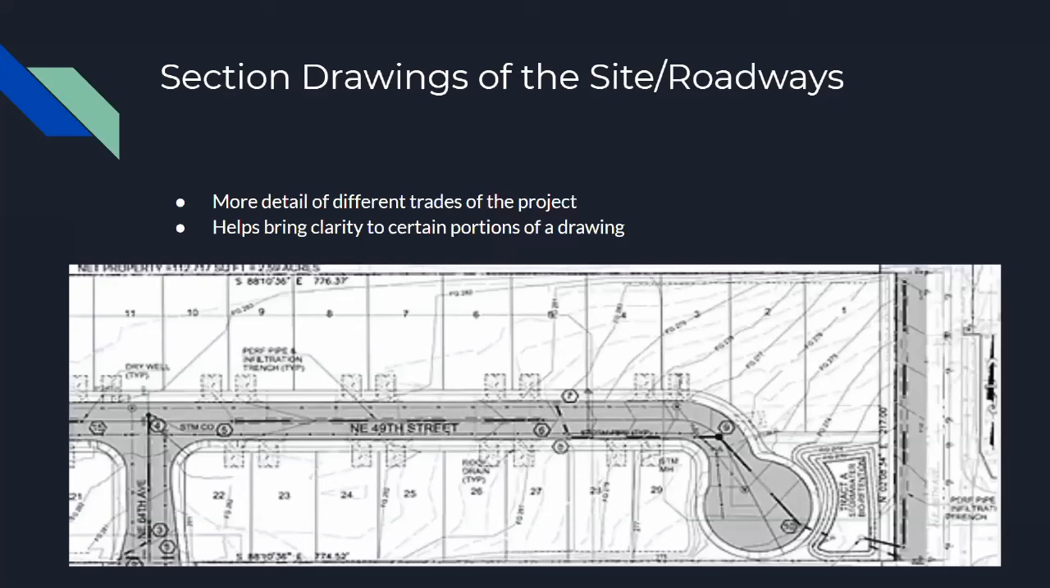All right, so a section drawing is essentially a section of a general site plan drawing. So what does a section drawing do? It gives way more detail and clarity in what you're trying to view. So on the bottom picture over here, this is a section drawing of 49th Street, which is surrounded by all these little numbered lots. All right, you can go to the next one.